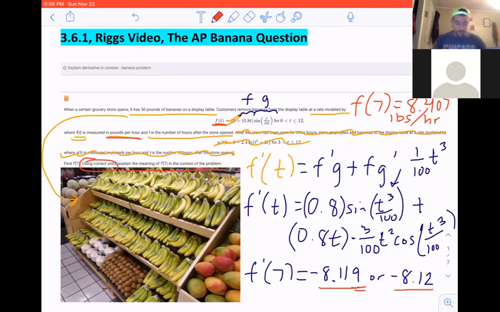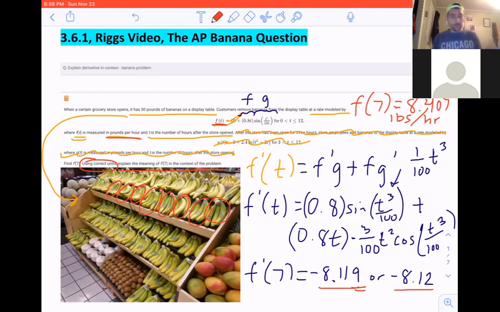Let's say, just for example, each one of these bananas, like a bushel of bananas, a bundle, would be 1 pound. If f of 7 is saying 8.407, that's basically saying that customers take about, I don't know why I'm circling all these, but I've already started, so I'm going to keep going, 2, 3, 4, 5, 6, 7, 8. Too many. Well, I'll say 8 to 9. They're taking 8 to 9 of these every hour. Like, that is the rate of change of bananas on this display table, right?